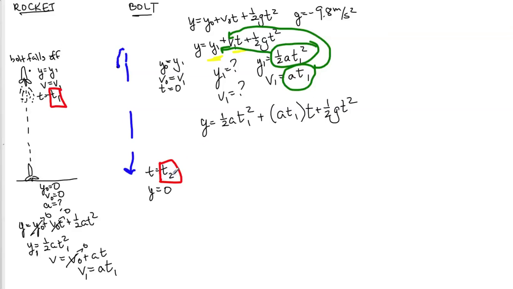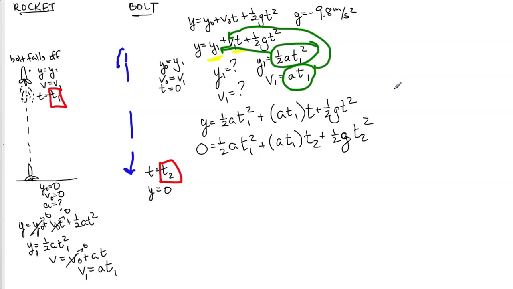And at t2, y equals 0. So I'm going to put in y equals 0 and 1/2 a t1 squared plus a t1 times t2, that's the time that goes with y equals 0, plus 1/2 g t2 squared. Now I have an equation that I can solve. It has acceleration in it, which is good. Oh, wait, I just wrote a and I meant to write g. This is supposed to be a g. It has acceleration in it, and the only other things it has in it are gravity and the 2 times, and I know the 2 times. So I can go ahead and solve this.